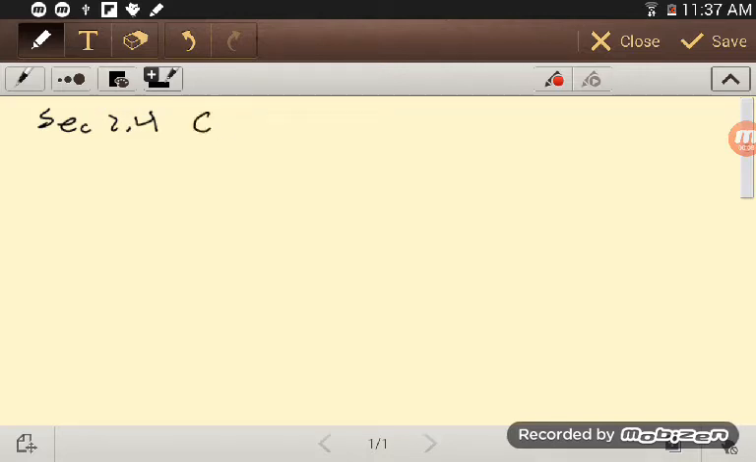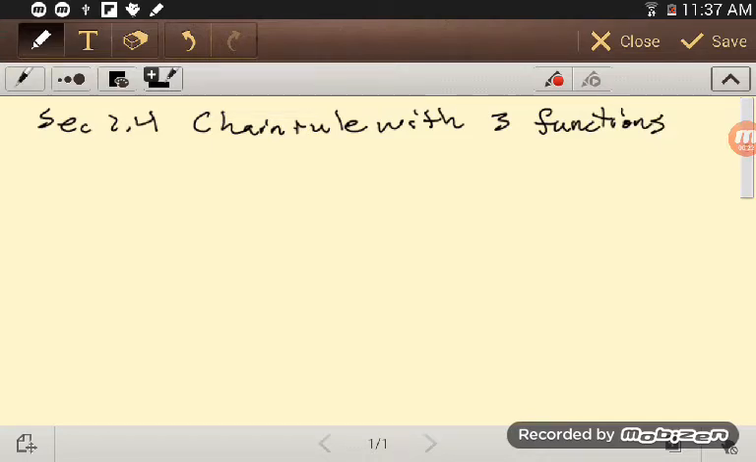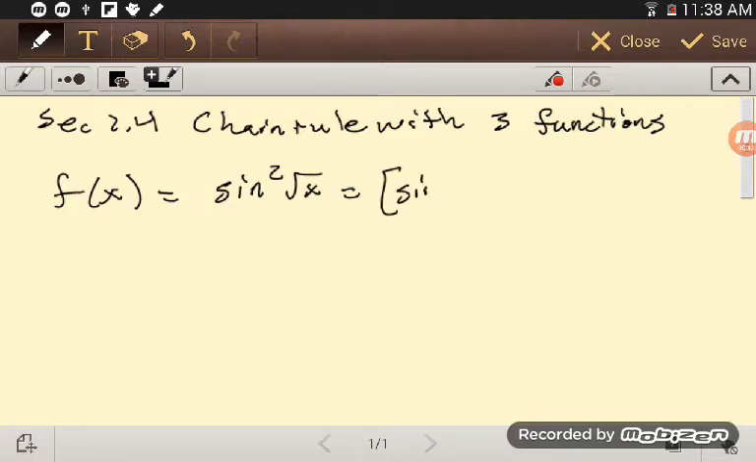But we'll do a chain rule with 3 functions. And so I could have something like f of x equals sine squared of the square root of x. So as I look at that, what I need to see is this is sine of the square root of x, like that, squared.